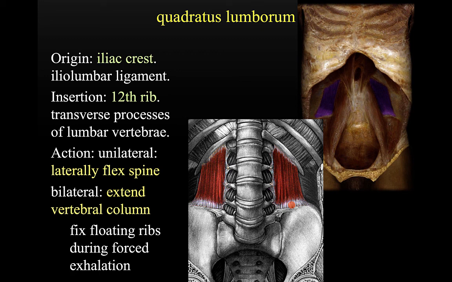If we use both of these and we are already flexed, it will extend our vertebral column. So it's an antagonist to most of our abdominal muscles. Now, it does something else that's kind of really crazy. It fixes a floating rib during forced exhalation. Forced exhalation, breathing out, like blowing out those candles on a birthday cake, was an example of what we would do using our internal intercostals.